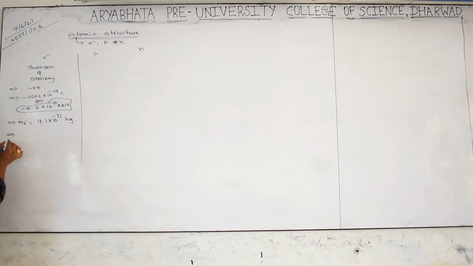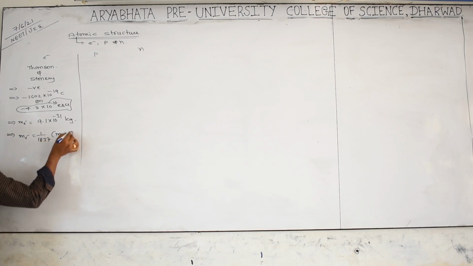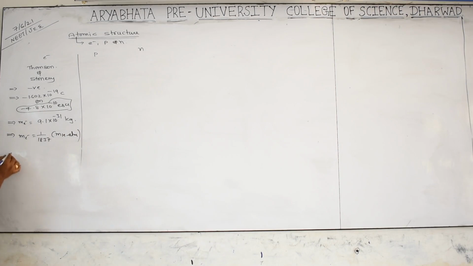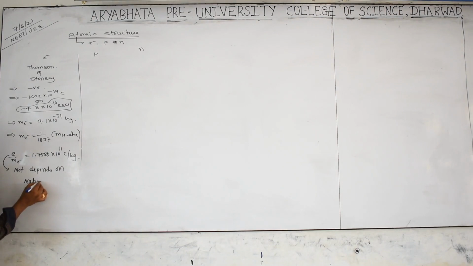And we can see some other things, the relation with other quantities. For example, the mass of the electron is 1 by 1837 times the mass of a hydrogen atom. These are important. The charge to mass ratio of the electron is 1.7588 into 10 to the power of 11 coulomb per kg. This charge to mass ratio of the electron does not depend on the nature of the electrodes and the gas which is filled in the discharge tube.